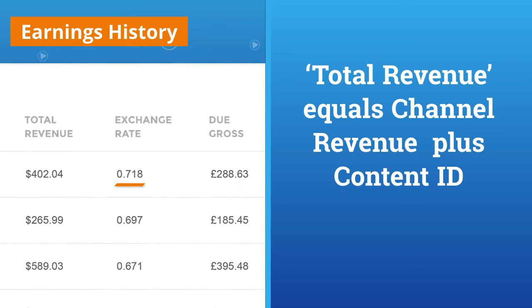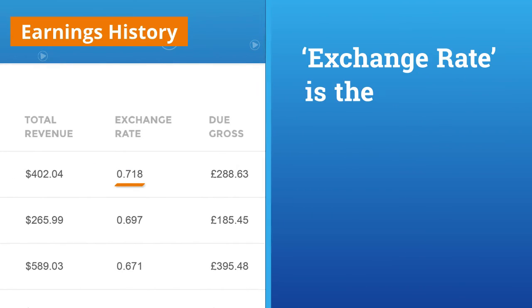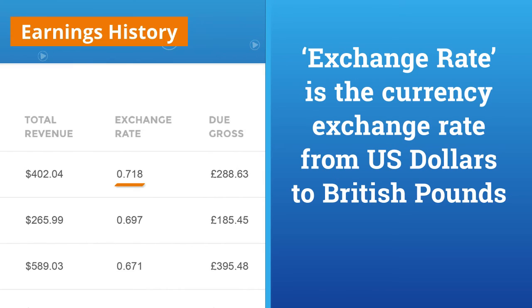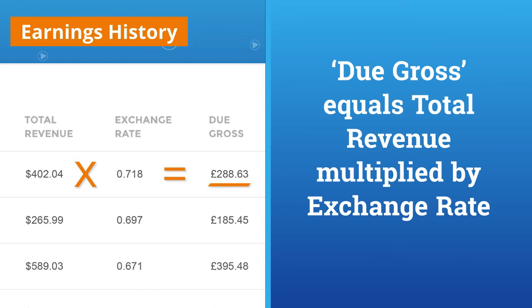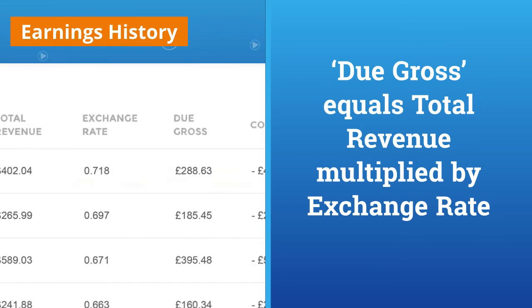The exchange rate from US dollars to British pounds is calculated using the exchange rate at the end of each month. So your February revenue is calculated with the end of February exchange rate, which gives you your due gross figure. From this due gross, there are a few things that need to be subtracted before your payment can be processed.